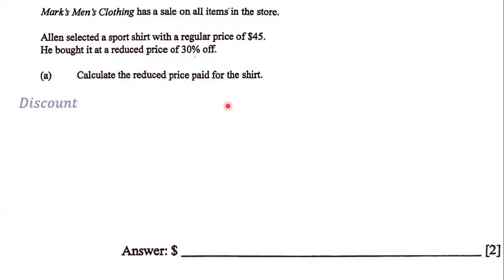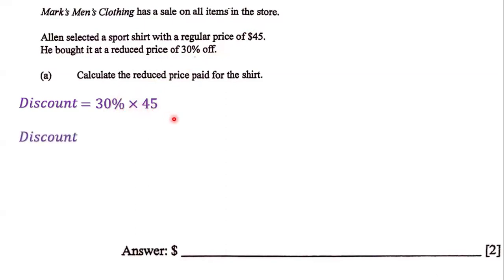The first thing that we're going to do is determine the discount. Now remember, the discount is 35%, right? Rather, the discount is 30%, right? So the discount is 30%. 30% of what? 30% of the regular price, which is $45. And so we have 30% of 45, or 30% multiplied by 45.